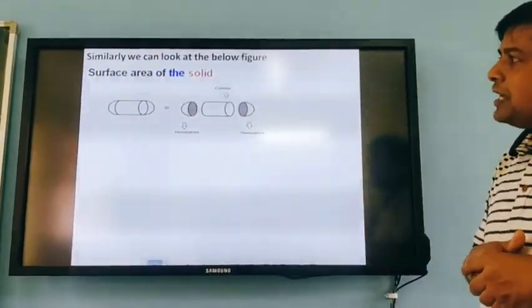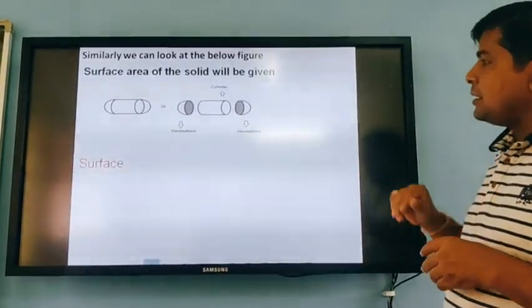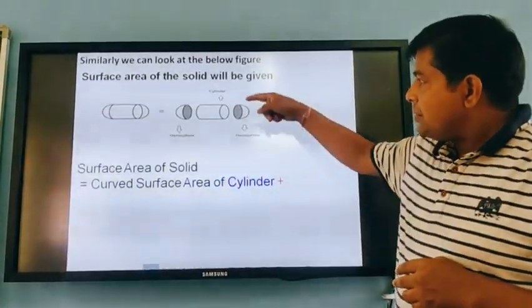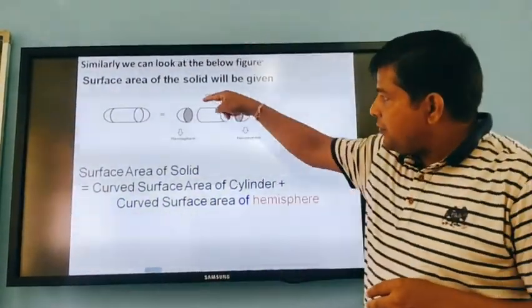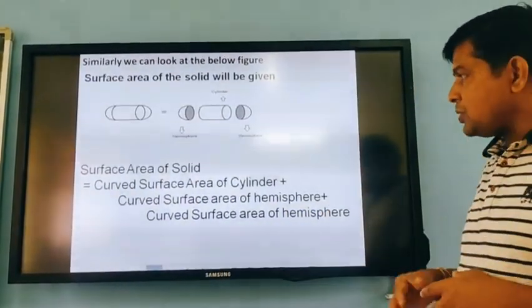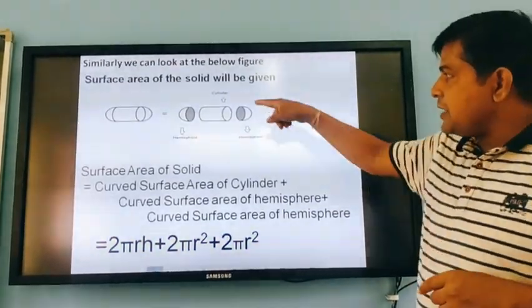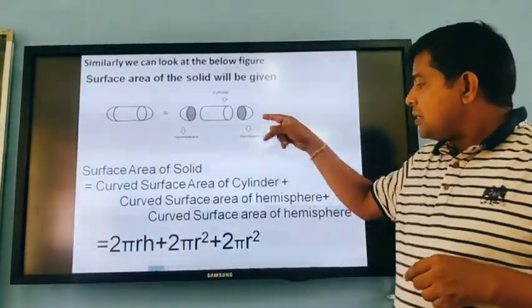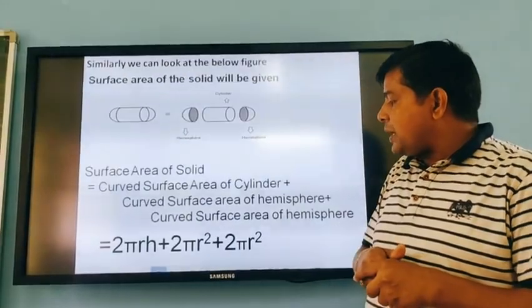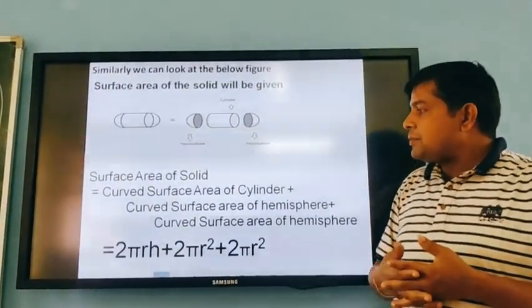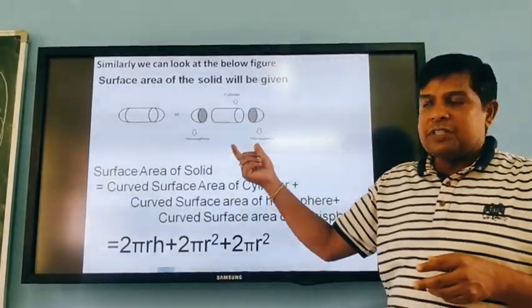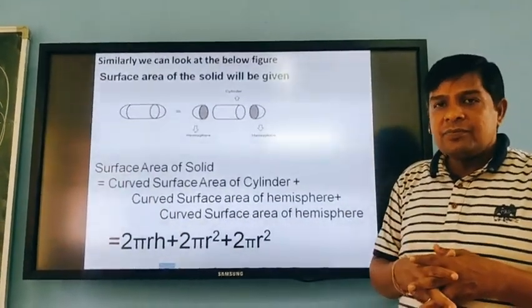Now, when you find out the surface area of the solid, it will be the curved surface area of cylinder plus curved surface area of hemisphere plus curved surface area of another hemisphere. When we put all the formulas, the curved surface area of cylinder is 2 pi rh, the curved surface area of hemisphere is 2 pi r square, and another one is also 2 pi r square. Thus we can simply find out the curved surface area of this capsule, which is made by 3 solids.